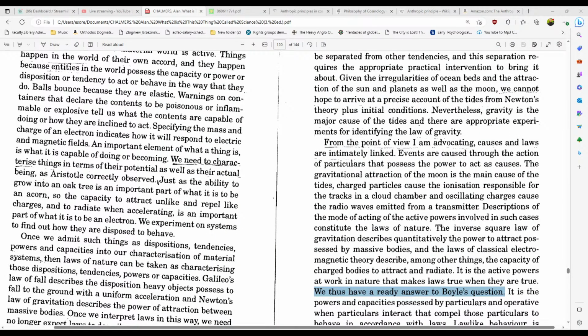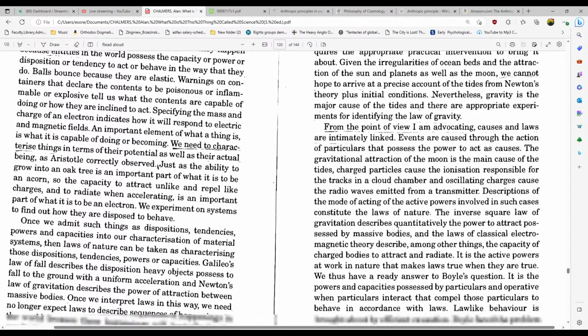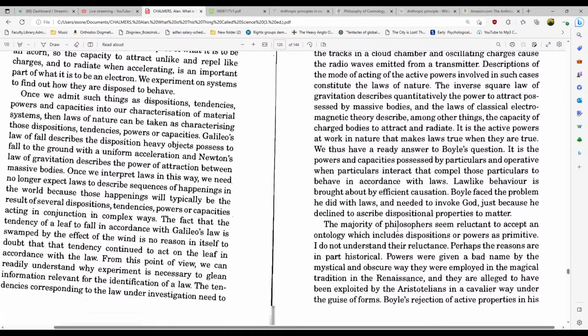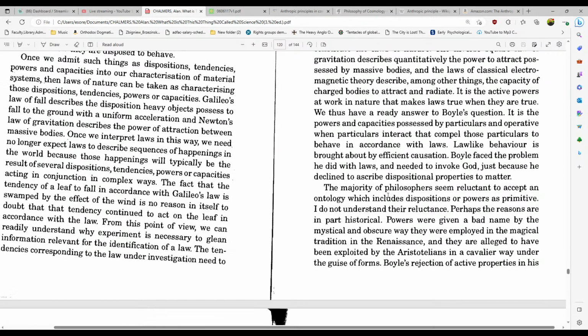I find it funny. Watch this. Here, I'm going to pop this back up. Here we go. The majority of philosophers seem reluctant to accept an ontology which includes dispositions or powers as primitive. Well, probably because the whole history of philosophy, the whole metaphysical part, they've embraced kind of materialism. Of course they have. And why? Because I said it's going to push the question back further.